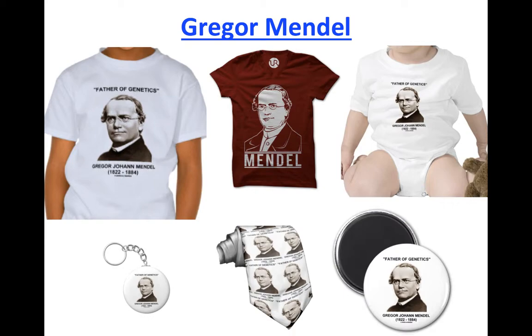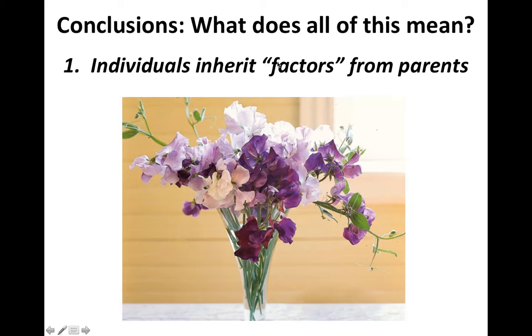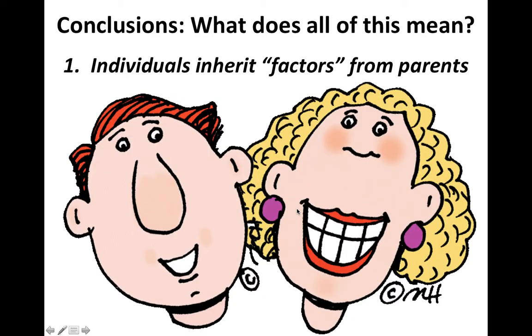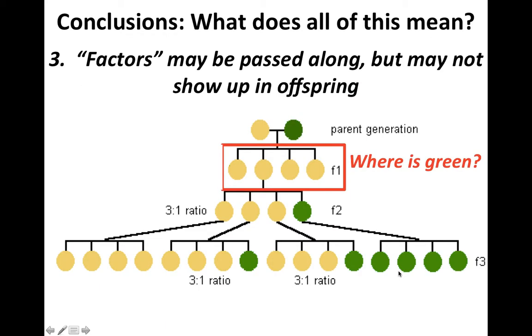Yeah, he came up with all these findings, and with all those characteristics, he found that that was the case for all of them, but he had to explain it. And we didn't know anything about DNA at this time. So if you notice, I had factors in quotations here. So individuals are going to inherit factors from parents, which makes sense. Okay, we had the purple and the white flowers, and you guys get it from your parents. These are some cheesy parents. Okay, they're passed from one generation to the next, okay?